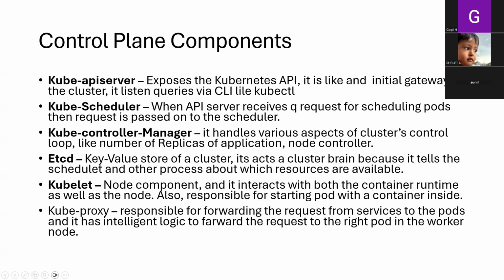And kube controller manager, again, is one more component. It handles the various aspects of the cluster's control loop, like number of replicas, application, node controller. In the sense, whenever you are trying to deploy an application with a replica set, multiple replicas, say you are going to spin up an application for 10 pods, it is going to maintain and control the 10 replicas of the application or the pods. Whenever one pod goes down, it is going to bring up the failed pod immediately.